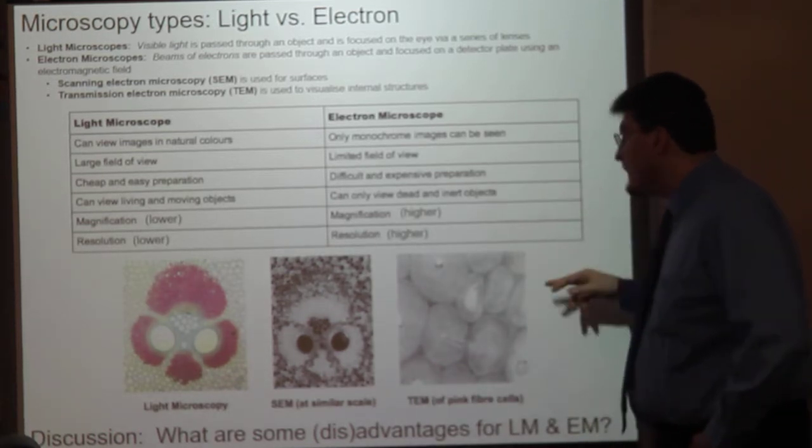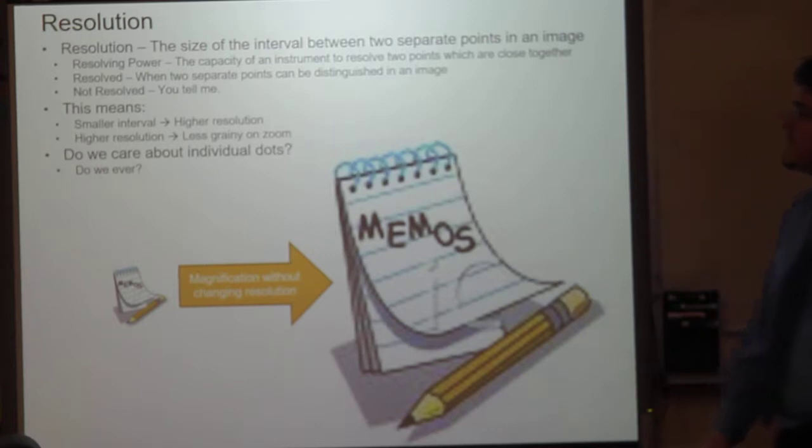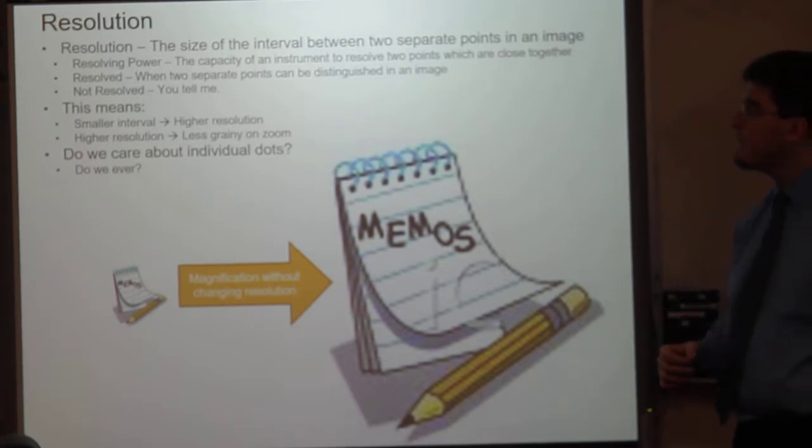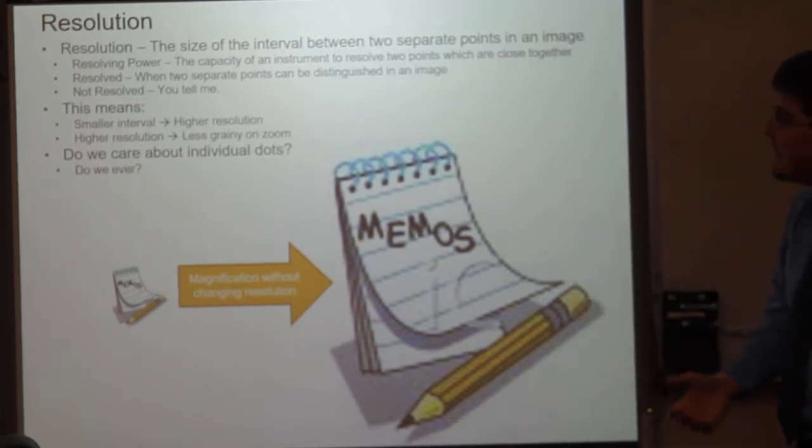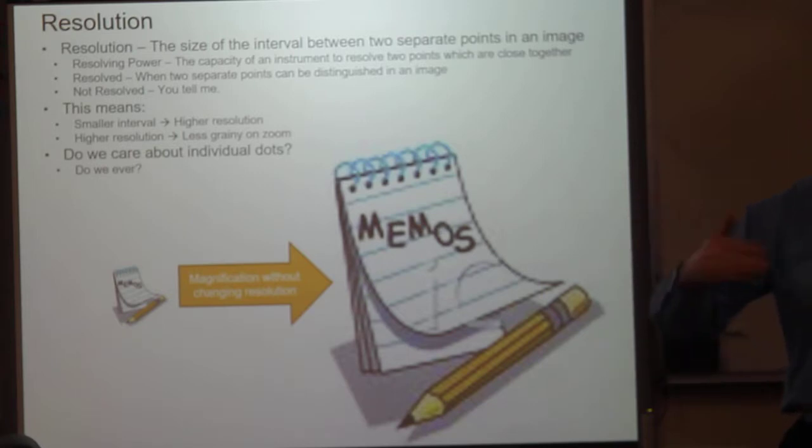Now, resolution. The size of the interval between two separate points in an image is the resolving power. That's the resolution. Resolving power is the capacity of an instrument to resolve 2 points which are close together. When an object is resolved, you can distinguish those 2 points. When an object is not resolved, you can't.